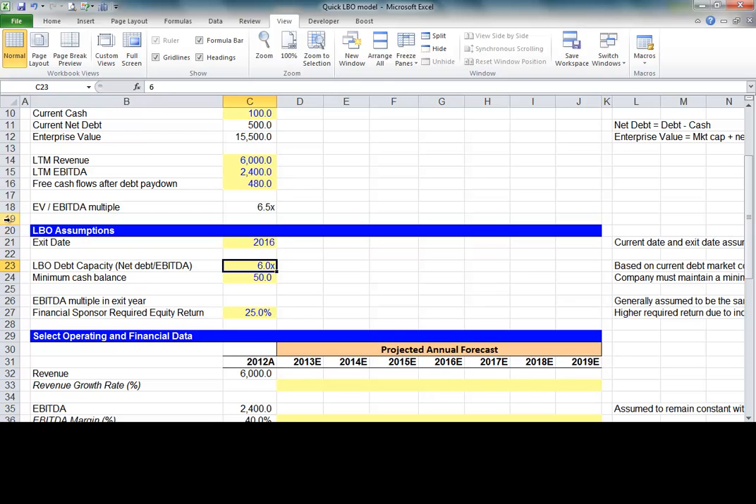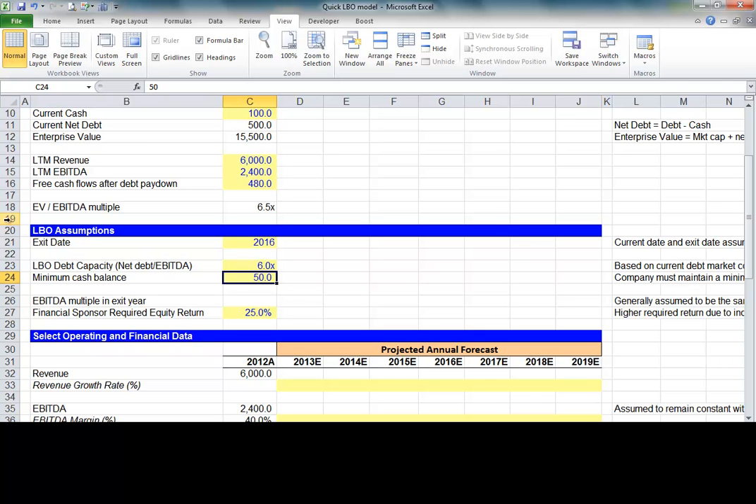Okay. We want to borrow as much debt as possible, but not so much that we put the company into financial distress. Now, this debt capacity is going to change over time as what's going on in the debt markets changes, but we're just going to assume that we can borrow 6 times EBITDA. This is also known as a leverage ratio.